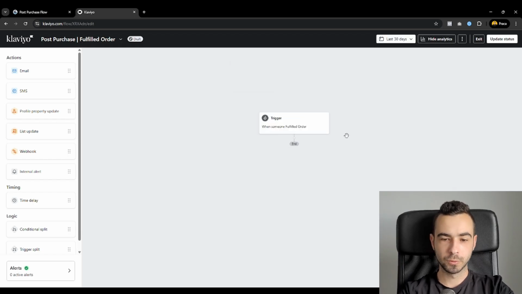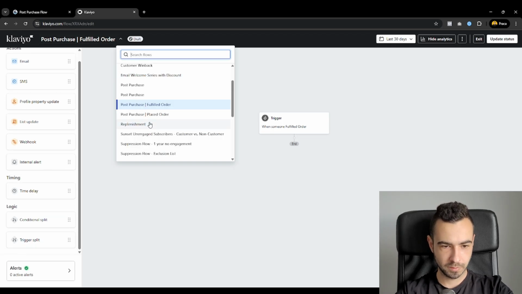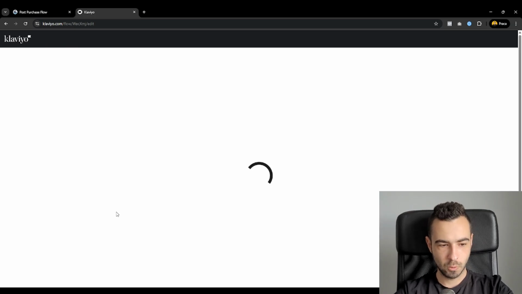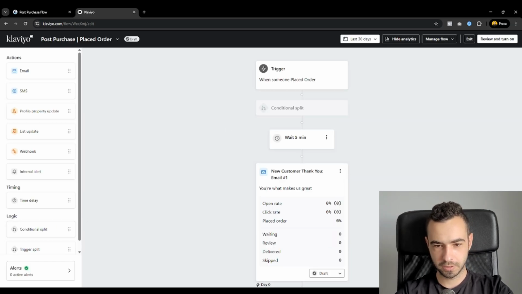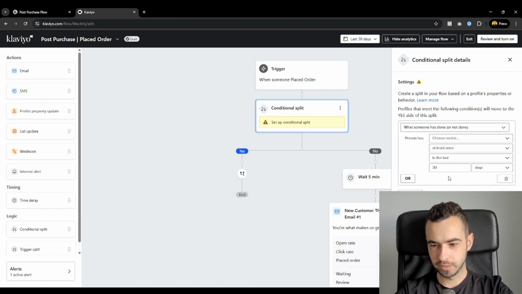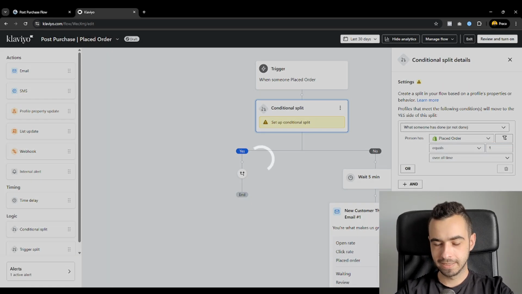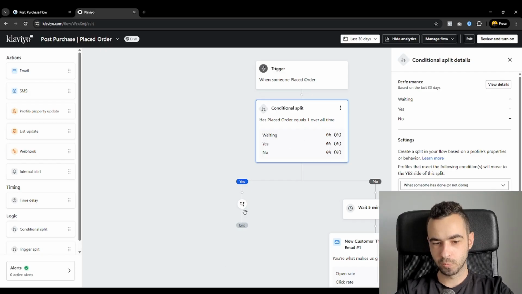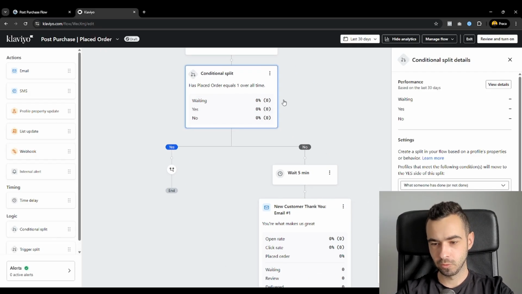What you can do if you want to take it a step further is include a conditional split based on how many orders someone made. The way you would do it, for example, in the placed order metric would be quite simple. You would just take the conditional split, and do what someone has done: placed order equals 1 over all time. And then in this case, the yes path would go to first-time buyers, because the number of orders they have with your brand equals 1. But the no path would go to everyone else, which is repeat customers. But again, it's super simple.